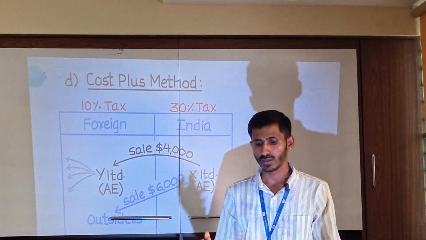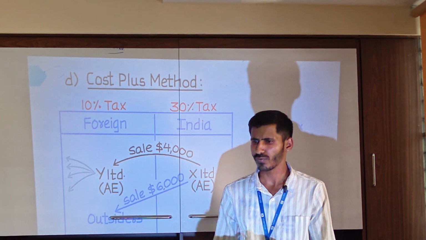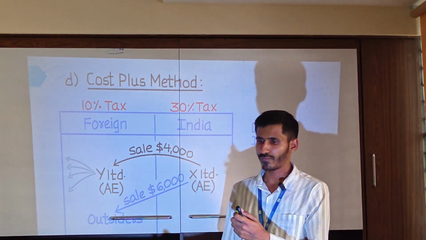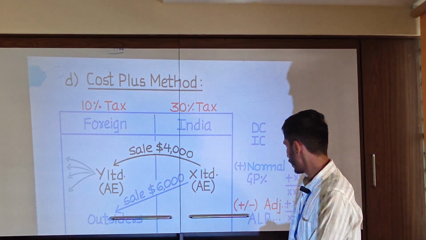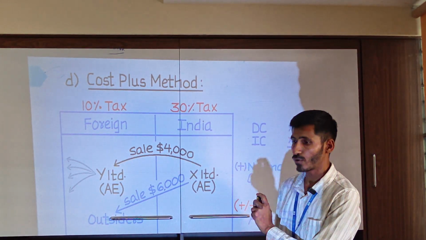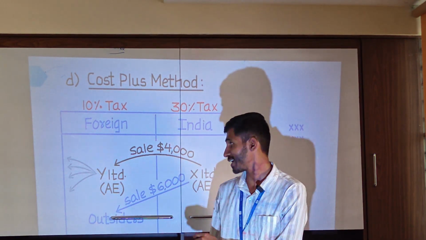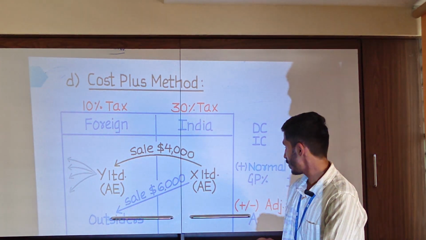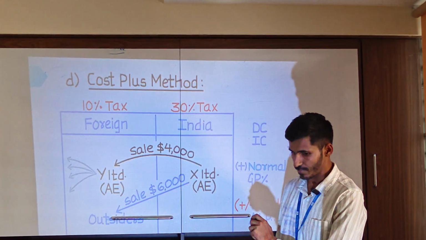If X Limited says that no, we have given some discount to Y Limited, which is our associate enterprise, we will minimize that also. For example, if the discount value is $500, then we will come to a $4,500 value, but the actual transaction value is $4,000. So our arm length price is $4,500. Now, tax authorities will add back that $500 to the income of X Limited.